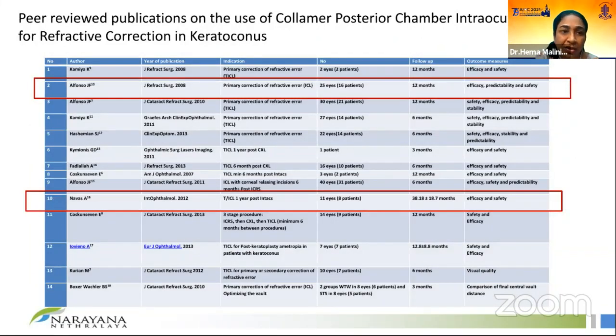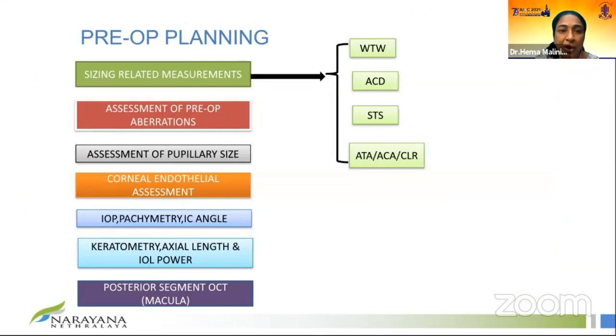There are a large number of peer-reviewed publications listed here, out of which one is the study done by Nawaz et al., which has a large follow-up of 38 months. And in terms of the larger number of patients, Alfonso et al. have 25 eyes. Now, the pre-op planning can be classified as under sizing related measurements and assessment of aberrations. Importance should be given to pupillary size, and make it a point to evaluate it in different lighting conditions, and all the other investigations mentioned here should never be overlooked and have to be studied in detail.